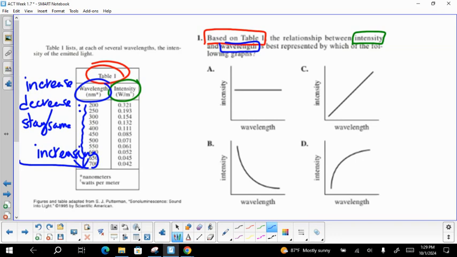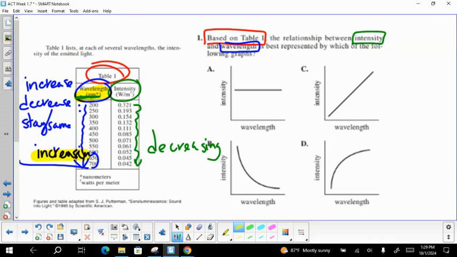Let's look at intensity. Look at intensity, 0.321 to 0.193, 0.154. I'm getting smaller and smaller. As I move down this column, I am decreasing. So they're going to go in opposite directions. So now I come over here and I'll look at my A, B, C, and D.